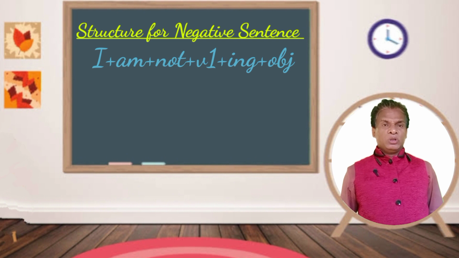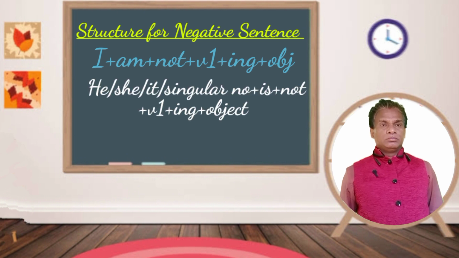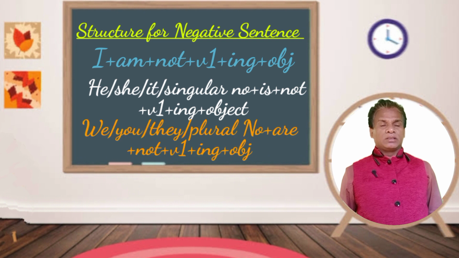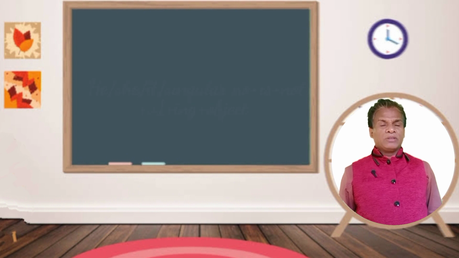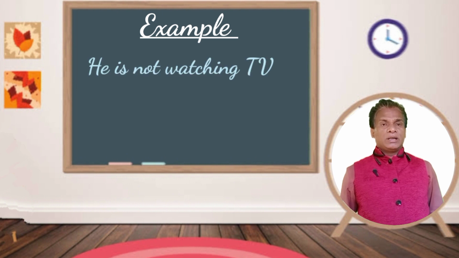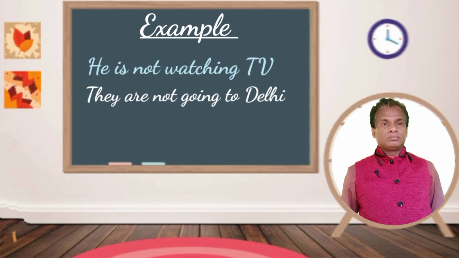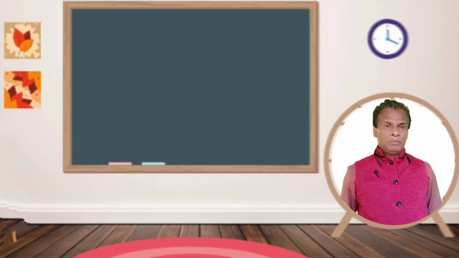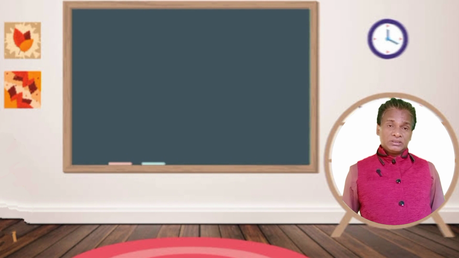Structure for negative sentences. I plus am plus not plus V1 plus ing plus object. He, she, it, singular number plus is plus not plus V1 plus ing plus object. We, you, they, plural number plus are plus not plus V1 plus ing plus object. Examples: He is not watching TV. They are not going to Delhi. These are examples for present continuous negative sentences.